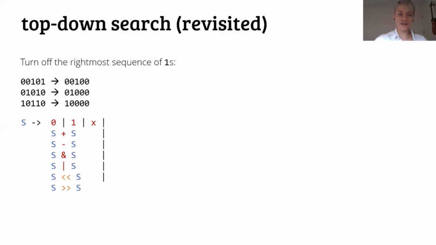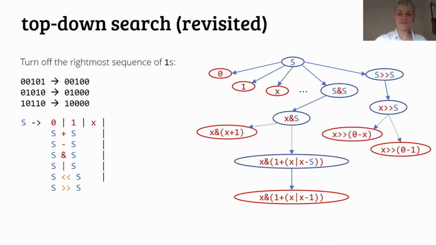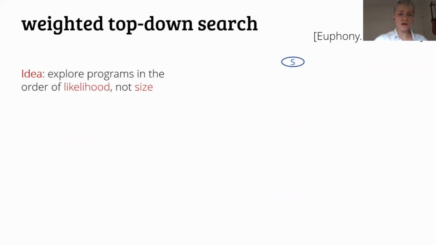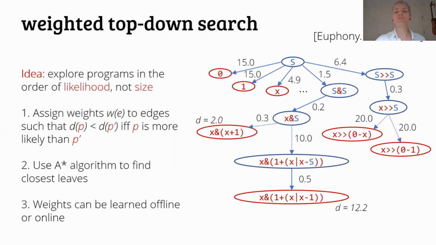So for prioritization, there are also some very exciting techniques out there that are learning the weights of the different productions from a corpus of code and then guiding the search using the weights of the productions learned from the code. There's this exciting work on Euphony published in 2015 that does that, but I'm not going to go into details on that.